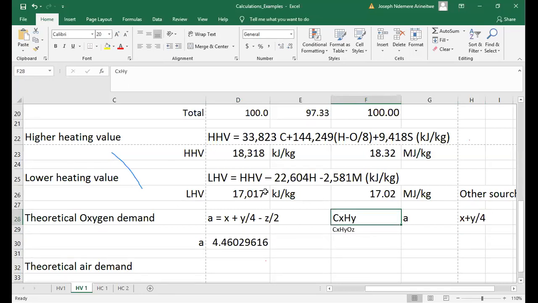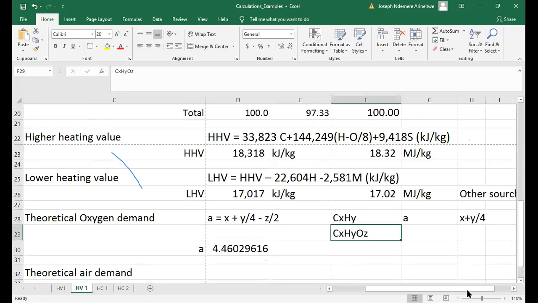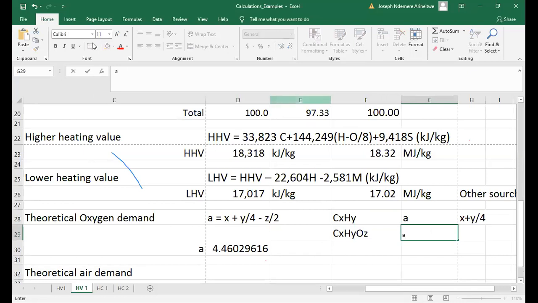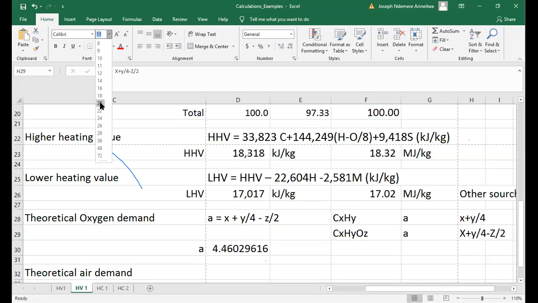In which case we have to determine the theoretical oxygen demand. If you remember, our value is equal to x plus y over 4, then minus z over 2. Now it's up to us to determine what x is. So the carbon x is for carbon, y is for hydrogen, and z is for oxygen. So we need to define this. If we can define x, y, and z, then it is very easy for us to determine the oxygen demand.